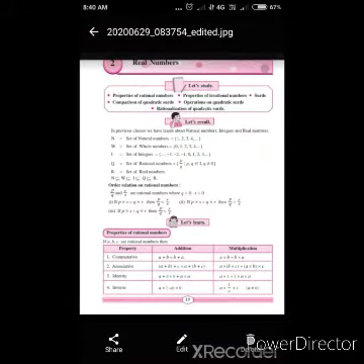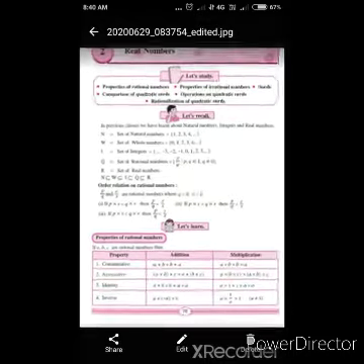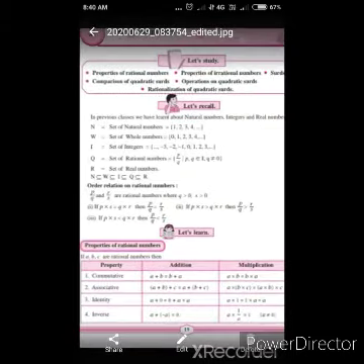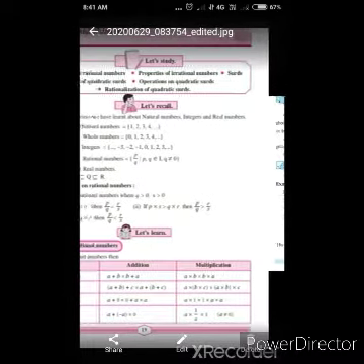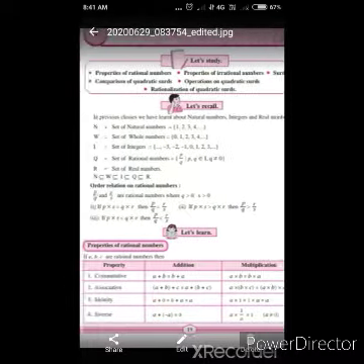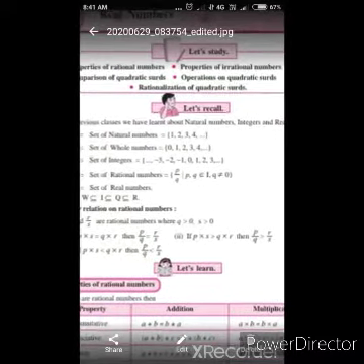In the previous video, we have seen lesson number 1, sets. Now let us see lesson number 2, real numbers. So in this video, we are going to see properties of rational numbers, properties of irrational numbers, surds, comparison of quadratic surds, operations on quadratic surds, and rationalization of quadratic surds.